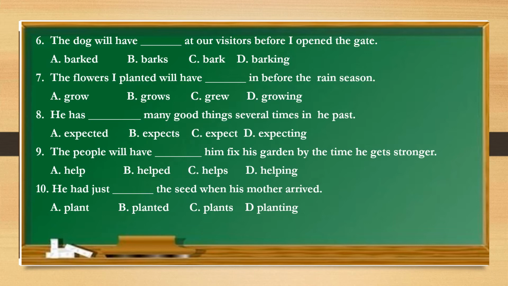Number 10, he had just blank the seed when his mother arrived. A, plant. B, planted. C, plants. And letter D, planting.